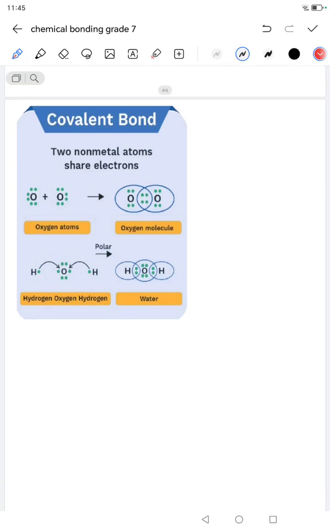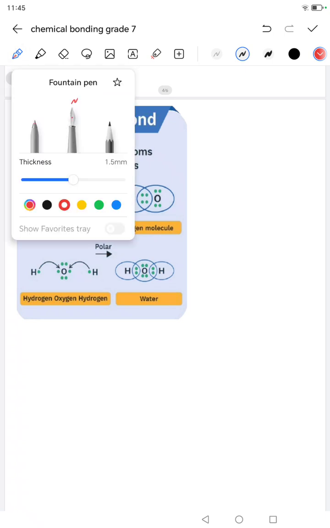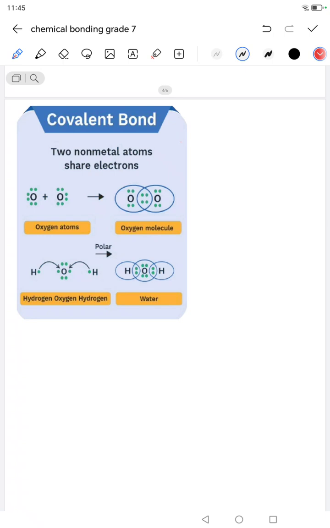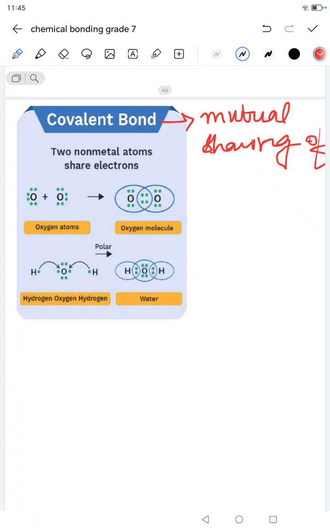The next we have the covalent bond. The bond which is formed by the mutual sharing of electron is known as the covalent bond. So the bond which is formed by the mutual sharing of electron is known as covalent bond.